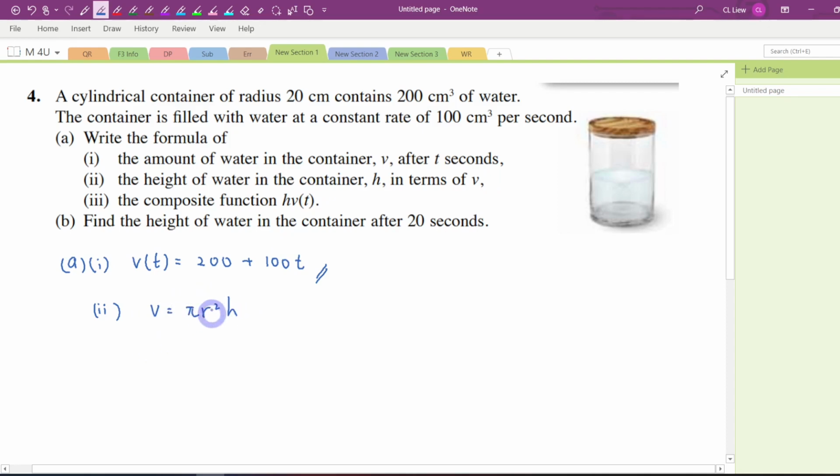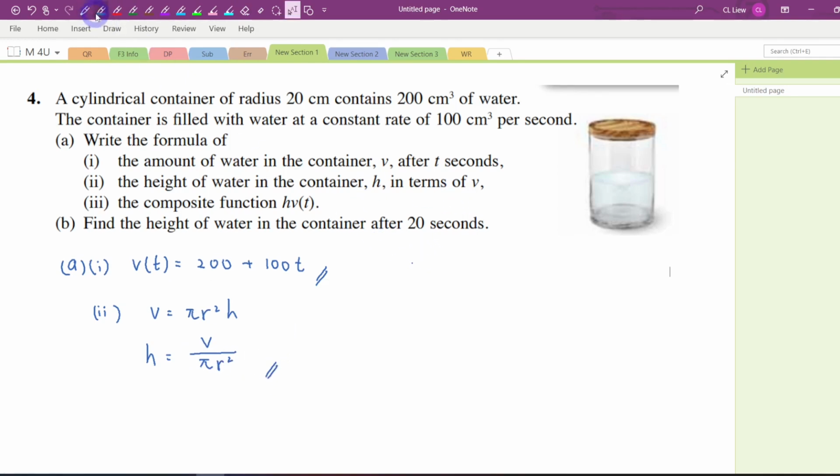So I move the pi r squared over here. It means that H is equal to volume over pi r squared. Okay, this is pi r squared. So this is the answer for part 2. Now let's look at part 3. We want to find the composite function h of v of t.